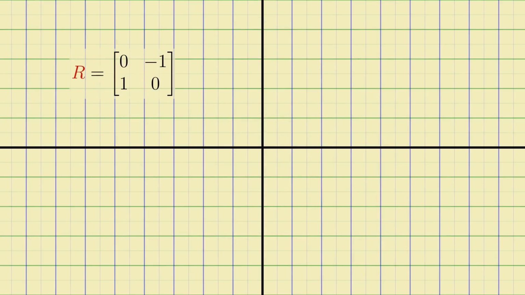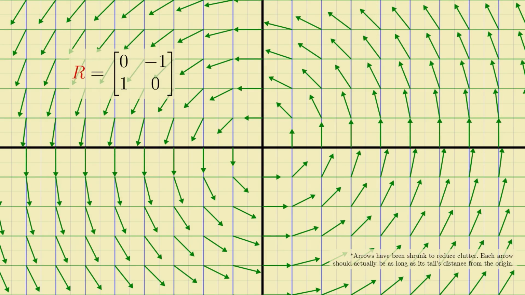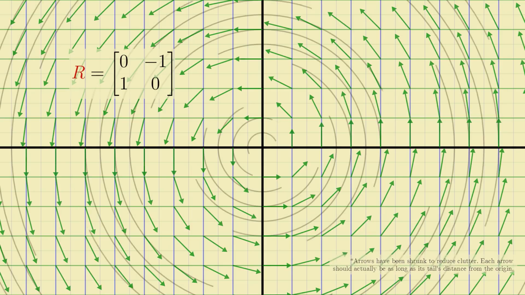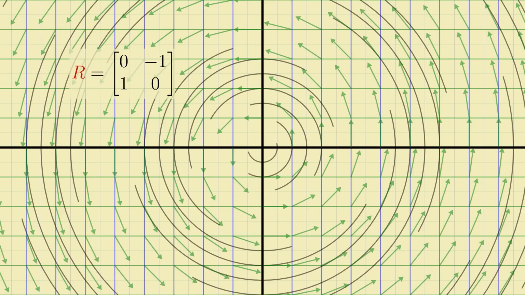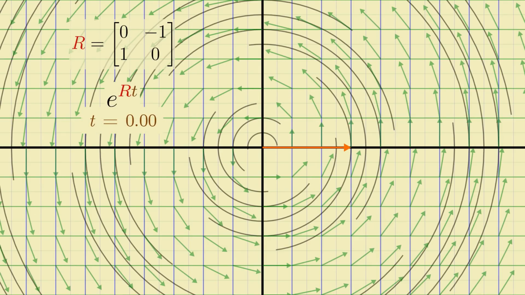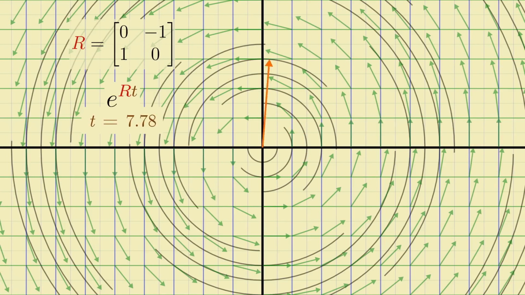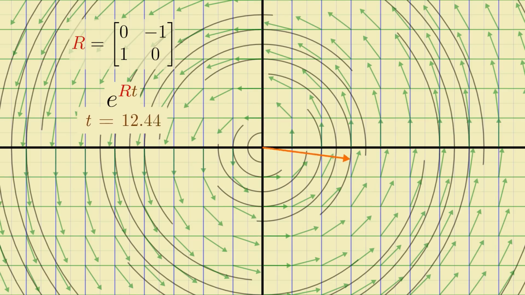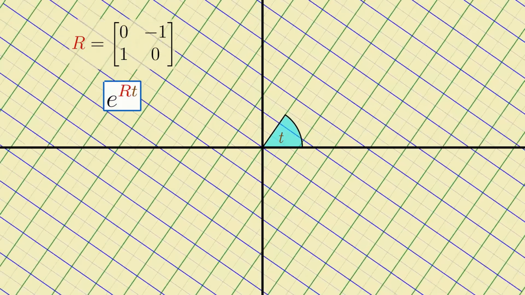For our 90-degree rotation matrix R, it would associate every point in the plane with a velocity vector pointing perpendicular to the line connecting it to the origin, whose magnitude exactly matches its radial distance from the origin. This precisely describes the movement of points orbiting the origin at a speed of 1 radian per second. Thus, the matrix exponential e to the Rt applied to a point r will return its position after t seconds orbiting the origin, which will be an angle of t radians away from where it started. So we've just managed to reproduce the behavior of the complex exponential function, but for matrices.